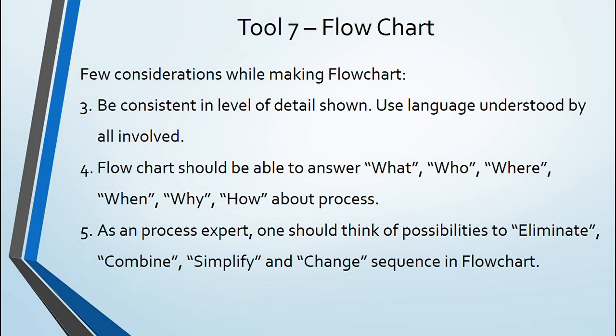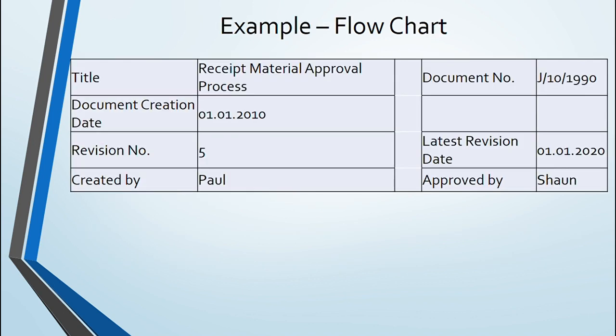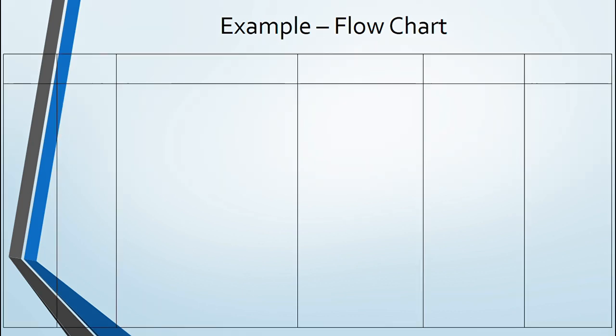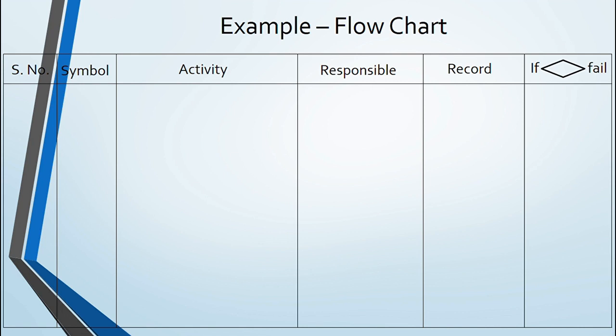Taking an example to help you visualize, for the receipt material approval process, this is the header of the flowchart, which includes the title, document number, important date, and involved persons. Then a template was created and headings were given to each column. This would help us answer the 5W1H we discussed earlier.